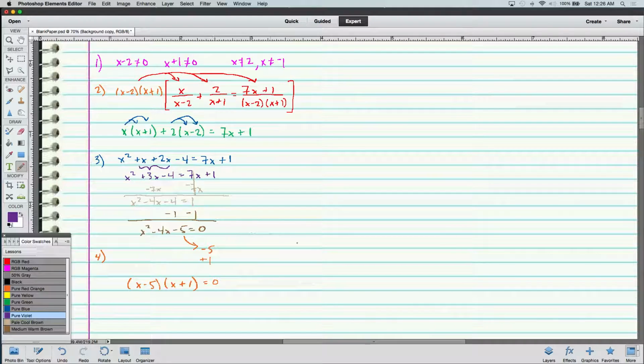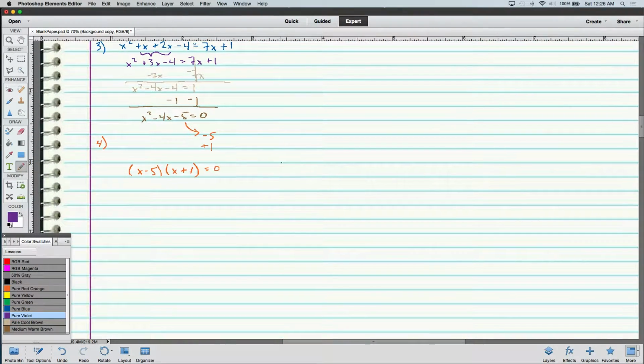And now we need to use the zero product property, setting each one of these equal to 0. x minus 5 equals 0. x plus 1 equals 0. So x equals 5. x equals negative 1. So what we have for our two solutions is x equals 5, x equals negative 1.